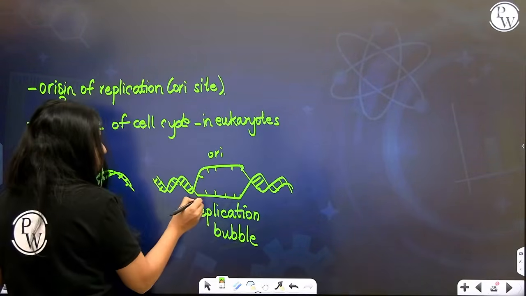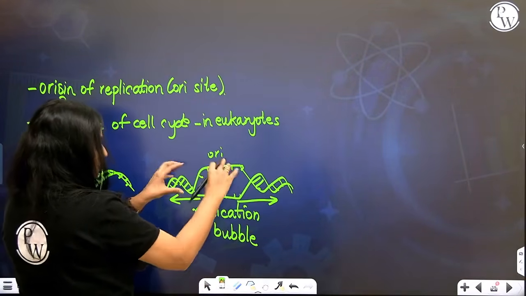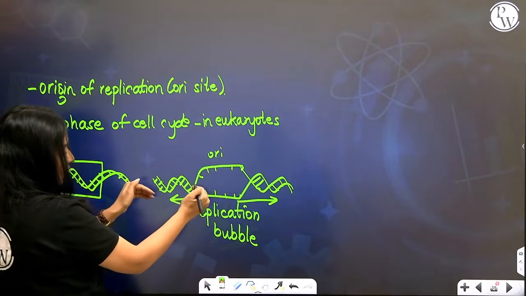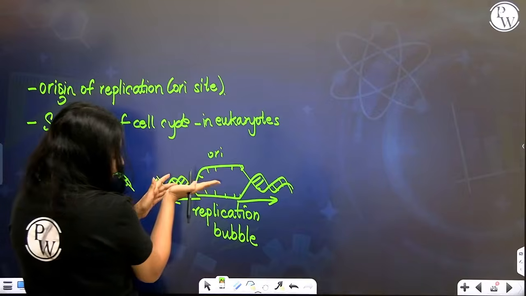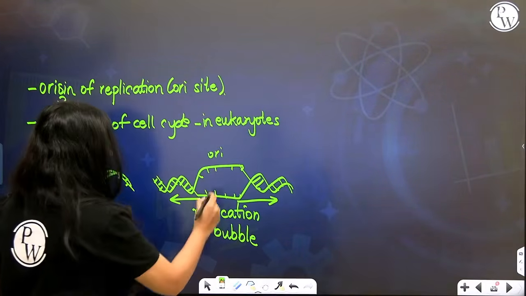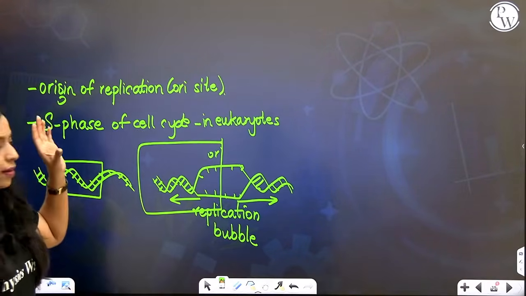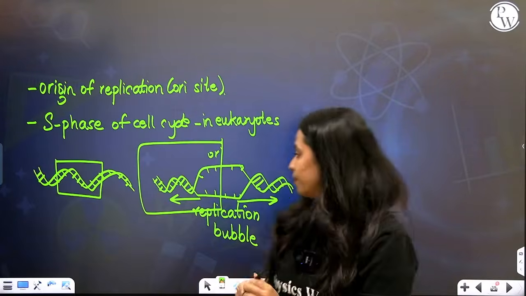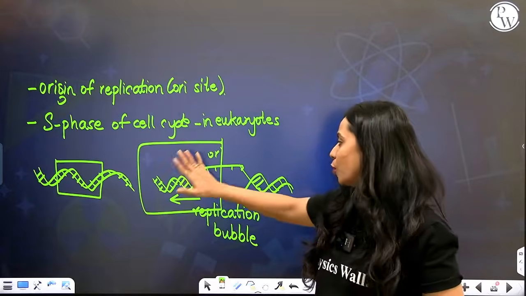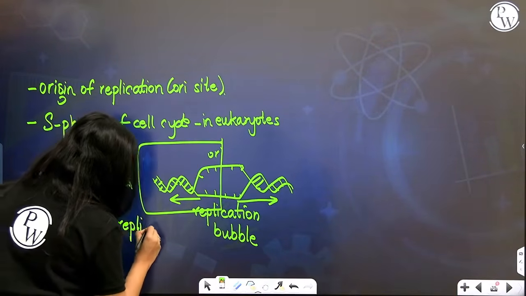Replication proceeds on both sides of the replication bubble. So from this point onwards, the enzyme will start reading the nucleotides here and move this way. Replication will proceed in the opposite direction as well. So what exactly happens on one side is what we will learn. In a replication bubble, you have two forks. So this half of it is called one replication fork, and this half is called the other replication fork.